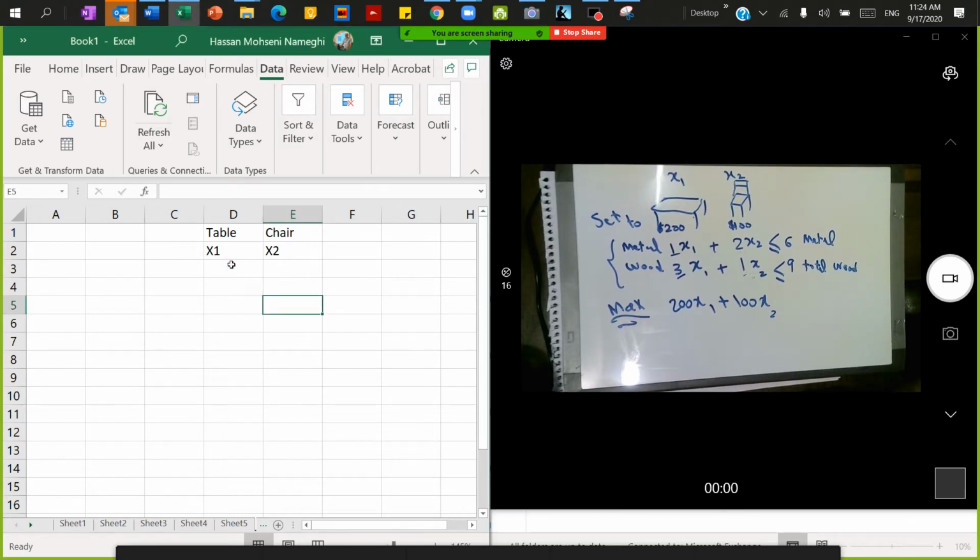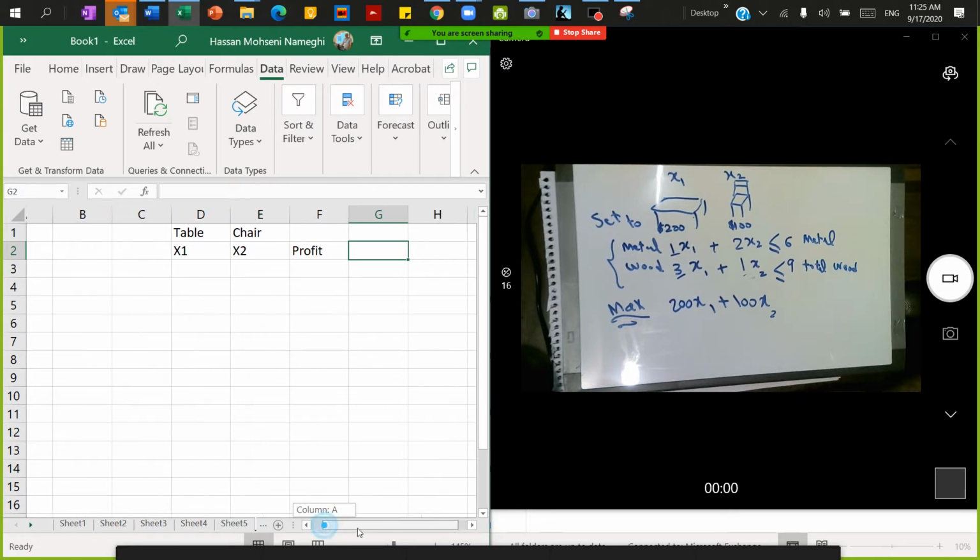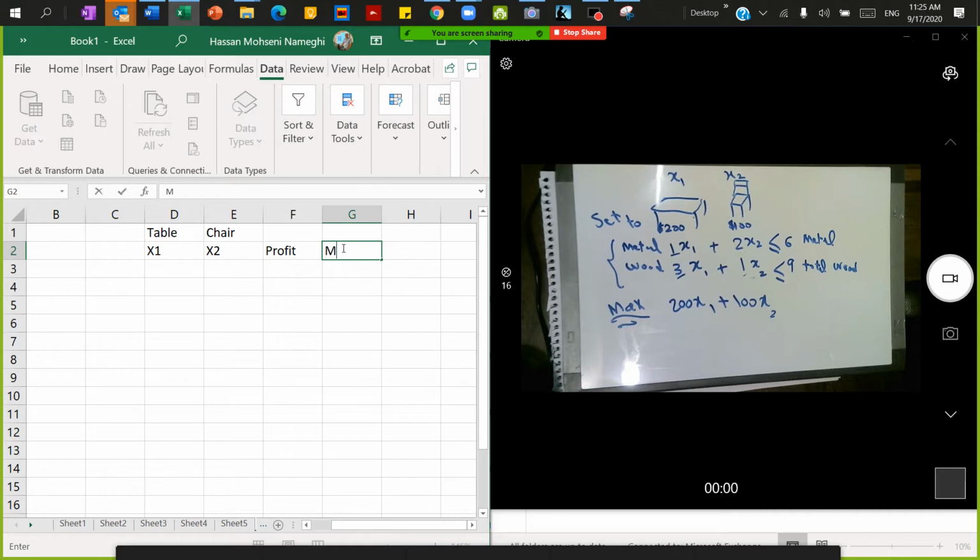Okay, let's look into it here. I want to put different limitations here. First, let's put the profit here. It's not actually a limitation, but this is going to be for the profit. Beside the profit, I have two limitations: the limitation on metal and the limitation on wood. So I'll just give it an estimate.